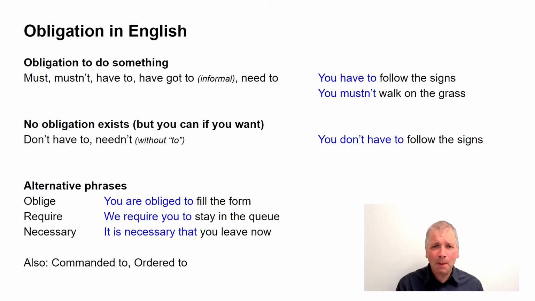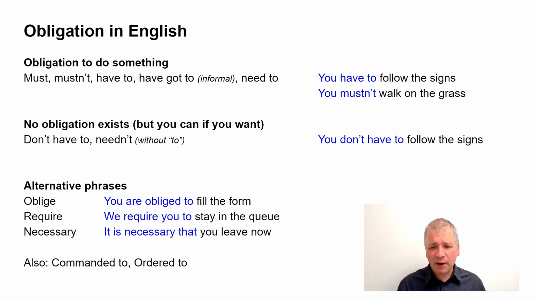there are a couple of unexpected twists with the grammar. And if you don't know them, you can make an embarrassing mistake. So it's really important to know them. So firstly, obligation to do something. Must, mustn't, have to, have got to, or need to can be used.